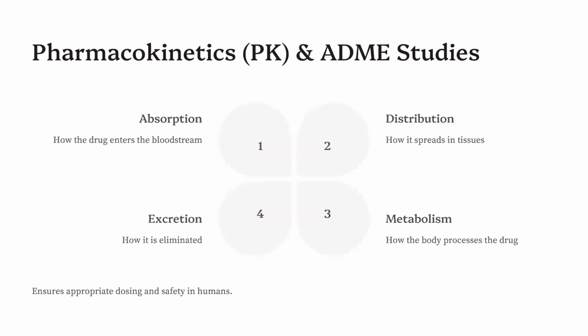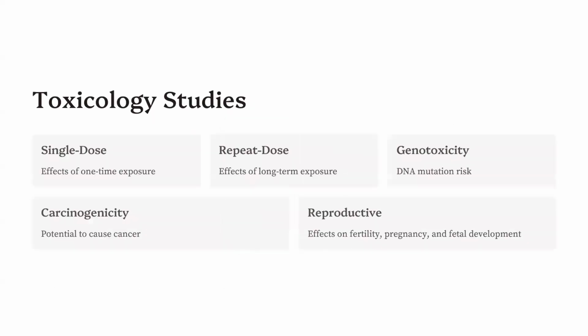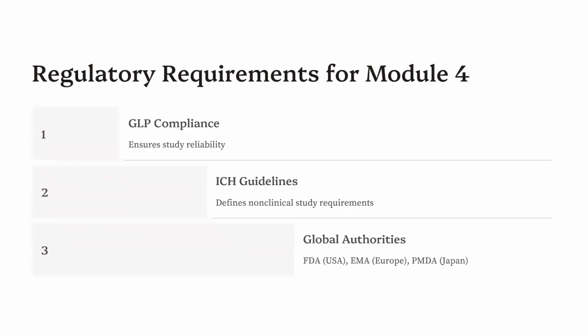Absorption means how the drug enters the bloodstream. Distribution is how it's spread in tissues. Metabolism is how the body processes the drug, and excretion is how it is eliminated. And these are all your toxicology studies: single dose, repeat dose, genotoxicity, carcinogenicity, reproductive, immuno, phototoxicity, etc.